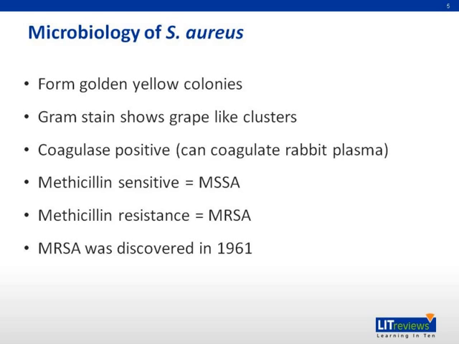Staph aureus are gram-positive cocci formed in clusters, and they look like clusters of purplish dots on a gram stain, forming bundles of grapes. The colonies have a yellowish color, and in the lab, rabbit plasma is added, and Staph aureus will coagulate rabbit plasma. This helps to differentiate it from coagulase-negative staph.